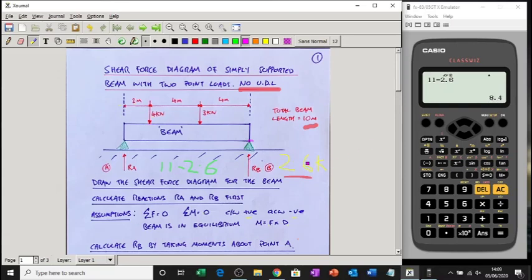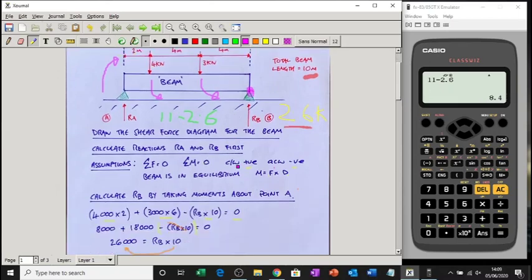Just to make sure, we've worked out that 11 take away 2.6 is 8.4. If that 2.6 is correct, when we work out this reaction here, if it comes to 8.4, we know we're 99% correct. So it's going to be force times distance again. Here's my 3 times 4, because we're going about this point now. Point B is going to be the pivot. So 3 times 4 is going that way, so it's anti-clockwise, negative. That 4 is also going anti-clockwise, negative. And RA is going to try and spin it clockwise, so that's going to be positive. There's 3,000 times by 4 and 4,000 times by 8, and this will be RA times by 10. So the same process really.